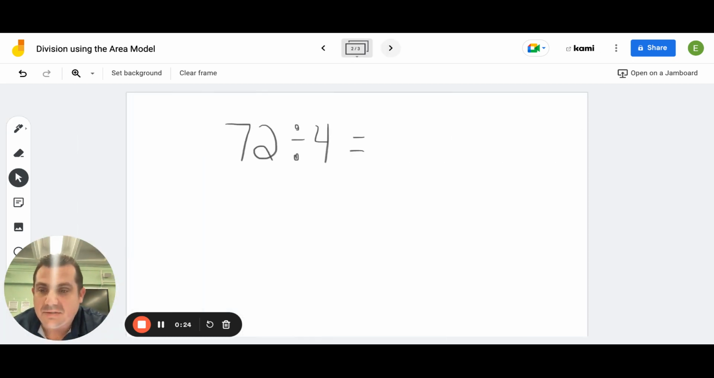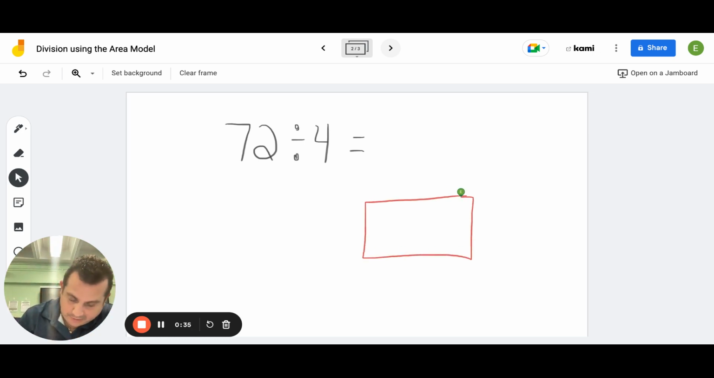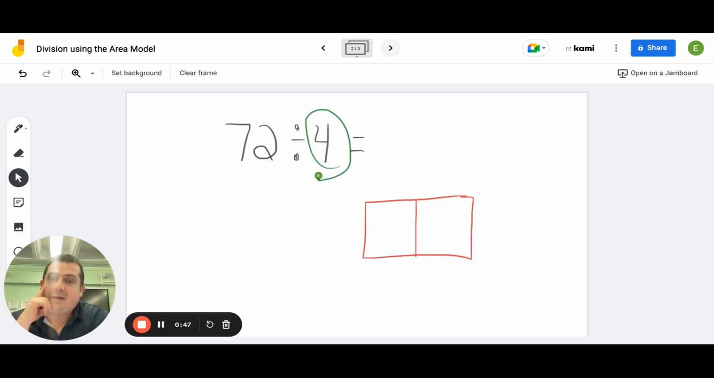So here we have 72 divided by 4. And we know to start using the area model. Area model is just a rectangle, okay? And I'm going to split it into two boxes, okay? So I have my two boxes here on the inside. Now, we know my divisor. My divisor is 4, so I'm going to put the 4 on the outside of the box.